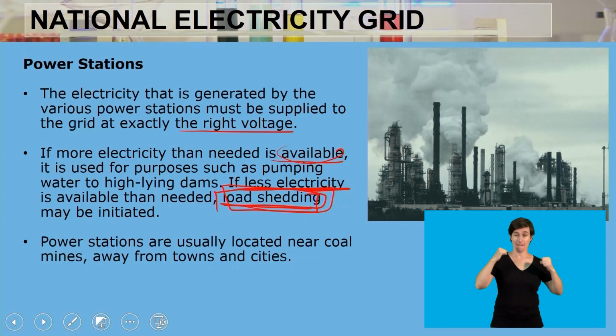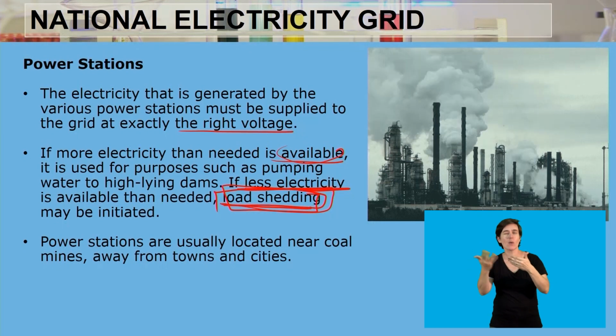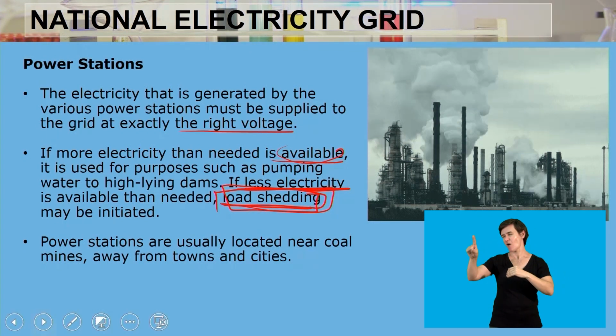Power stations are usually located near coal mines, away from towns and cities. Remember, because in South Africa we mainly use coal, we need to make sure that our power stations are close to coal so that we can easily get access to the coal whenever and however we need.